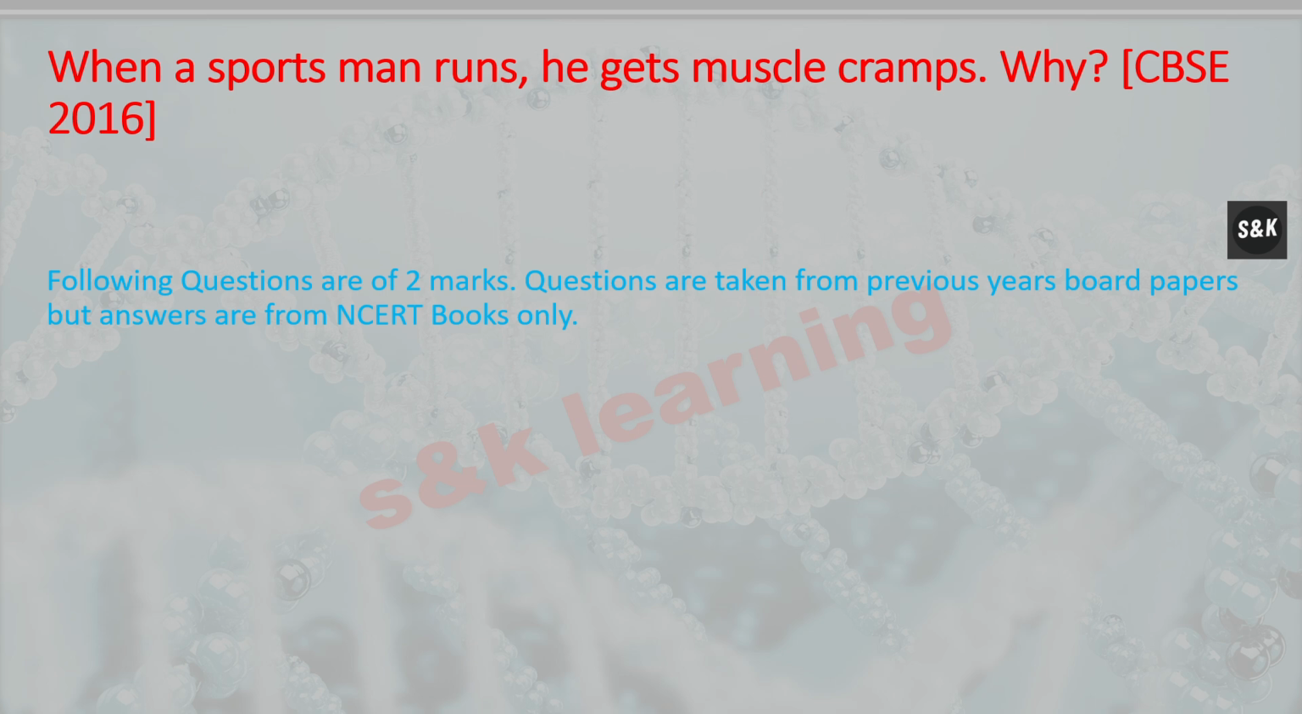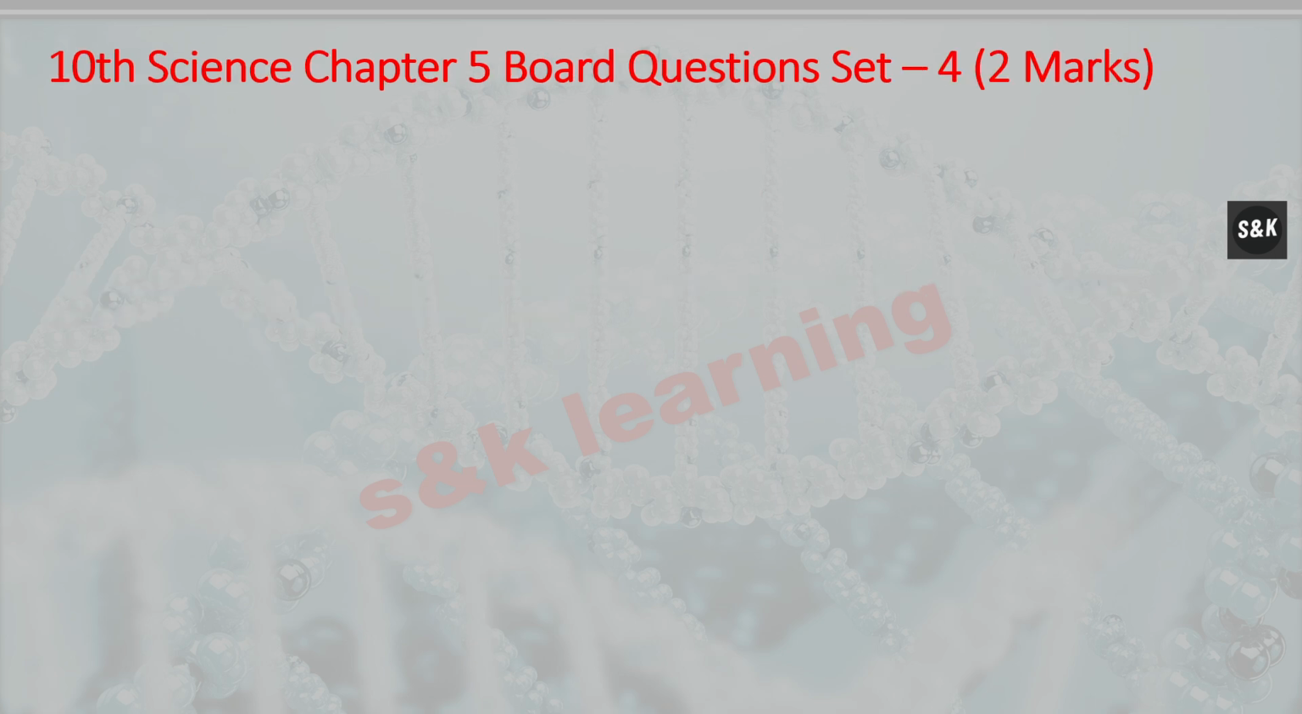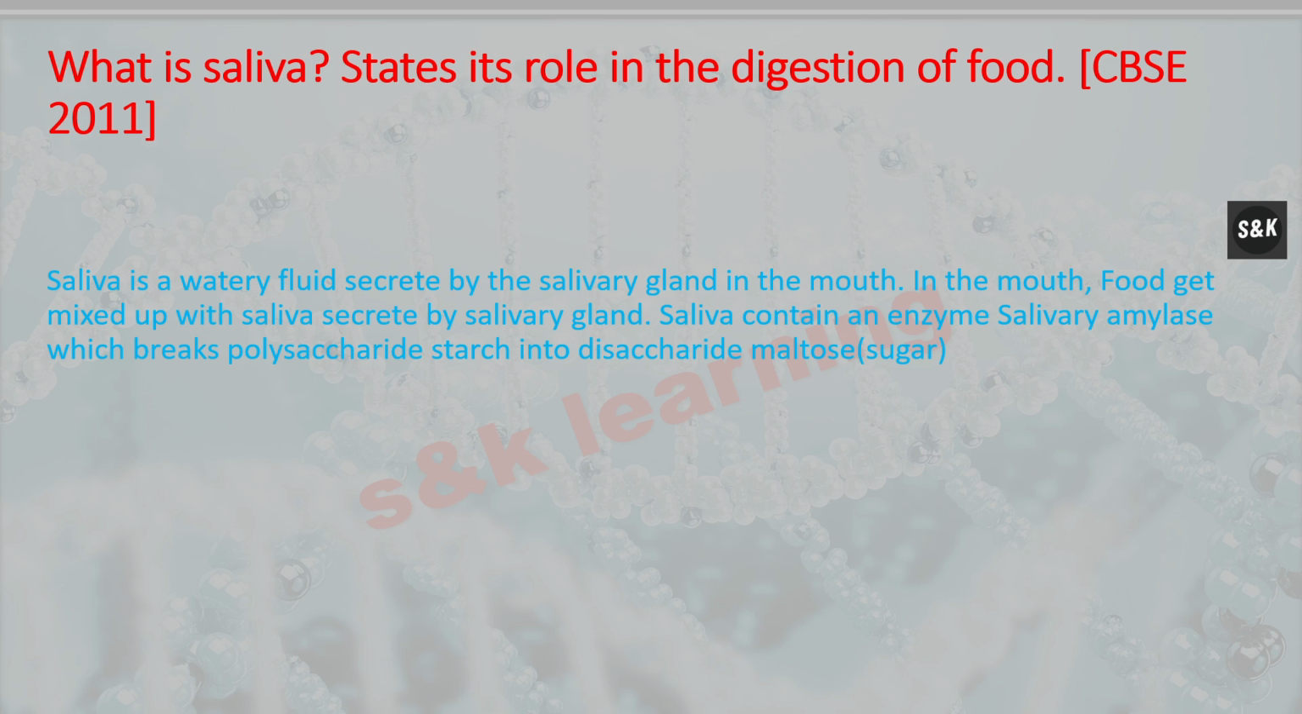Next, when a sportsman runs, he gets muscle cramps. Why? The answer is due to the formation of lactic acid, which is formed in the muscles of the legs. He gets leg cramps. Next, what is saliva? State its role in the digestion of food. Saliva is a watery fluid secreted by the salivary gland in the mouth. In the mouth, food gets mixed with saliva, and saliva contains an enzyme called salivary amylase, which converts starch into maltose.